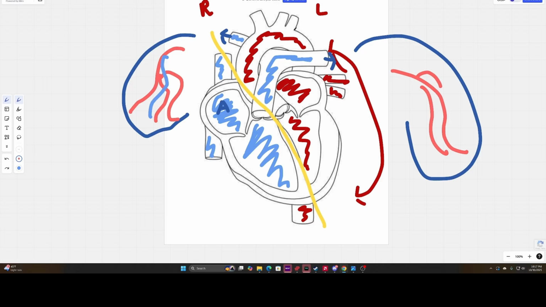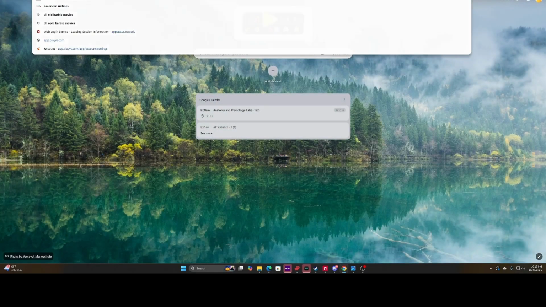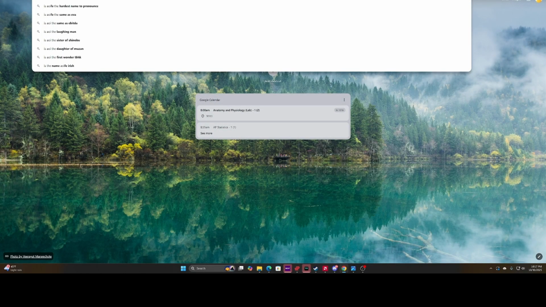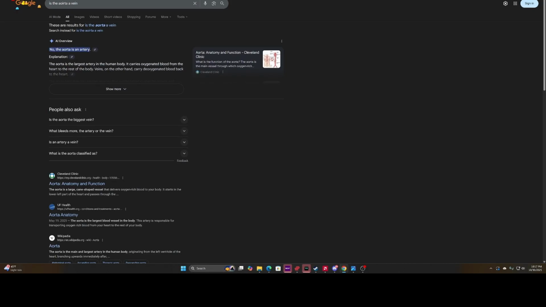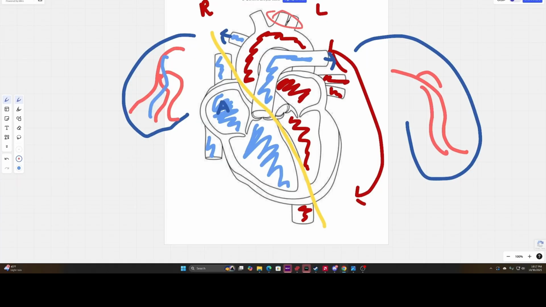Okay, and then you have your aorta. Is it an artery? It is an artery. Okay, that's what I thought. A for away. I was right. Yeah, no, I was just being dumb for a second. Don't listen to me. If it's red, that just means it's oxygenated. That doesn't mean it's bringing blood away from or to the heart. Artery is away, vein is toward. Just think of it like that.